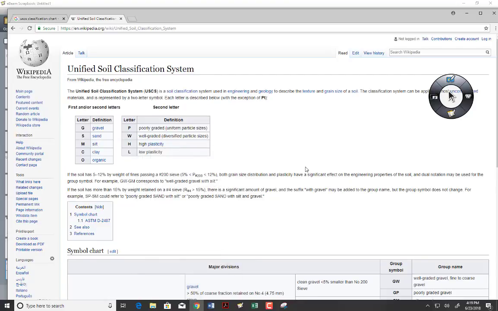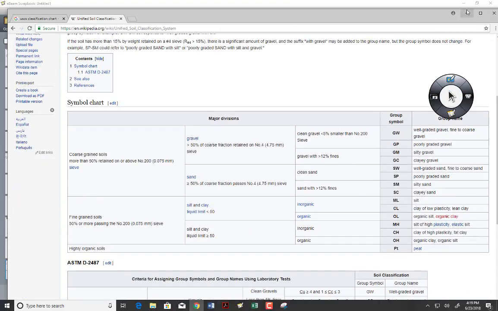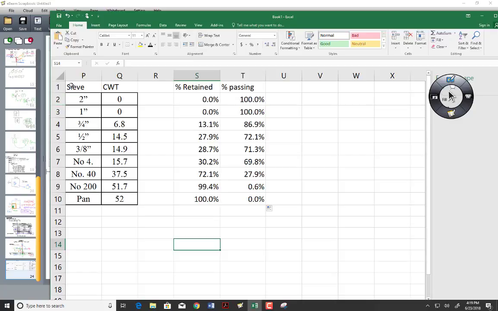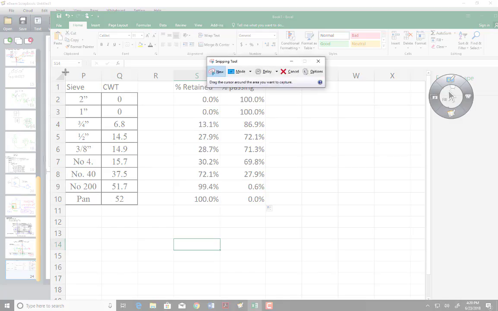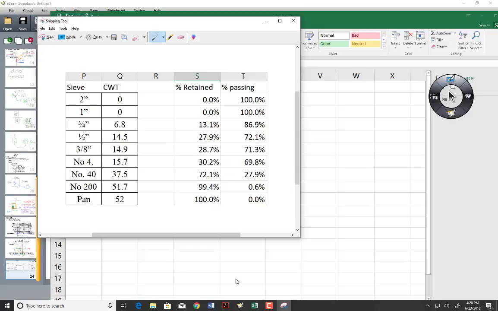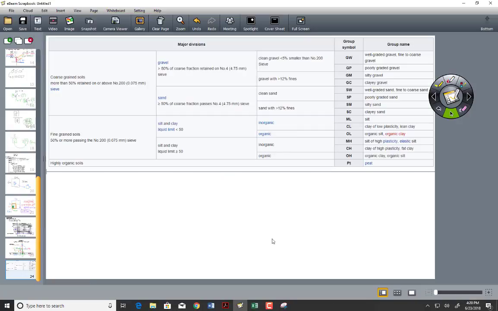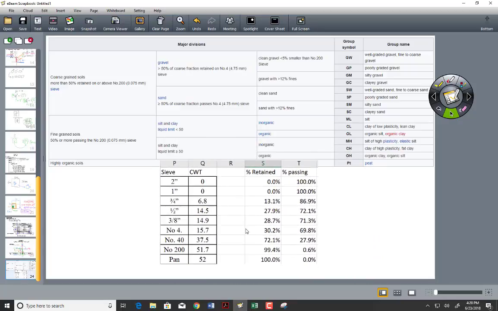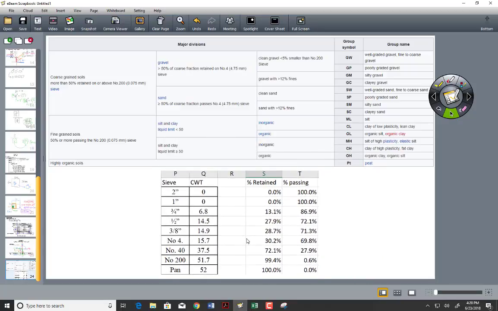Right here is how we go about classifying materials. So let's go look at our chart right here. And we're going to take this, and let's classify this material that we have right here. I'm going to copy this and go over to this chart and paste. And let's classify this. So this is broken up into a series of questions.